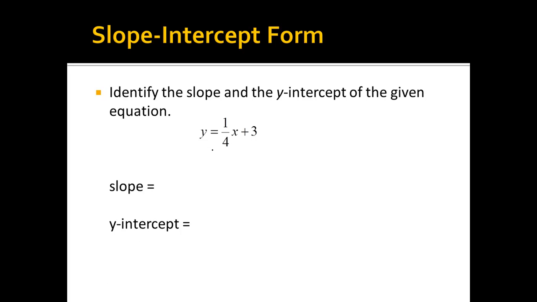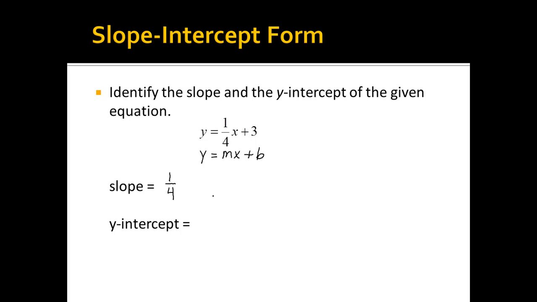Okay, let's take a look at an equation in slope-intercept form. We have the y by itself. It has a coefficient of 1. We have mx plus b. So if we think about y equals mx plus b, we know that m has a value of 1/4, so our slope is 1/4. Remember, m always represents the slope.